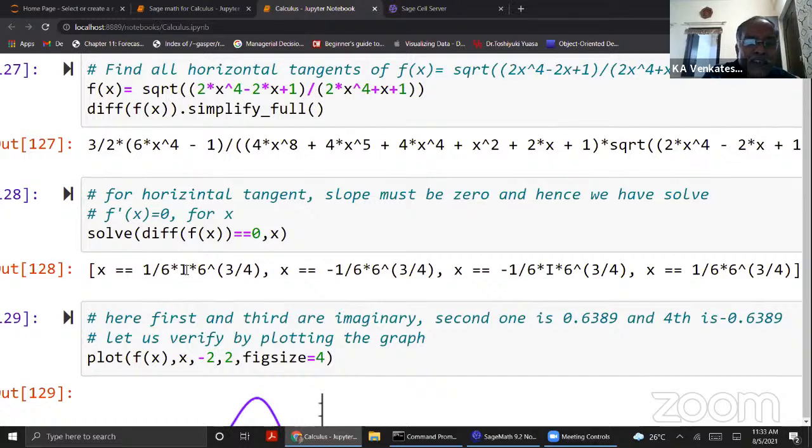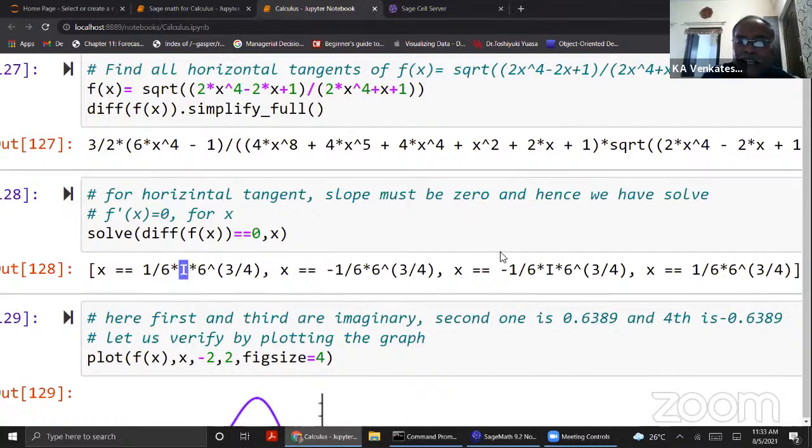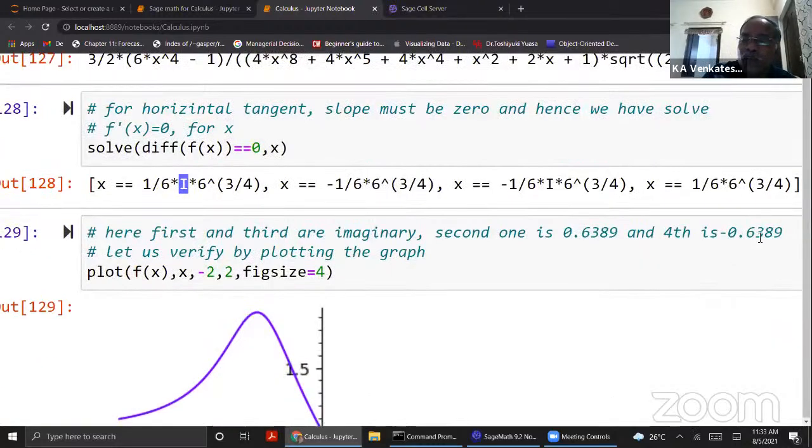So this equation is going to give us x1, x2, x3, x4, 4 values. You look at this, the first value has i, imaginary, the second value is a real value, the third value is imaginary, the fourth value is a real value. So when you solve this second one, 6 power 3 by 4 divided by minus 6, obviously we'll get some minus. So this value is going to become 0.639. Use a calculator or do it some way. The fourth root is also minus 0.63.